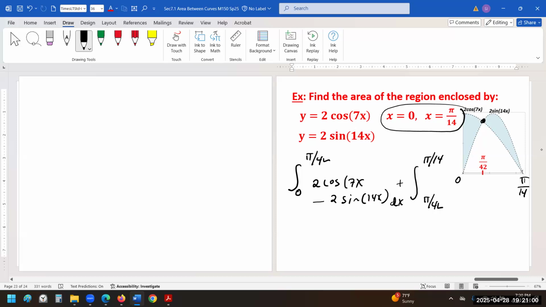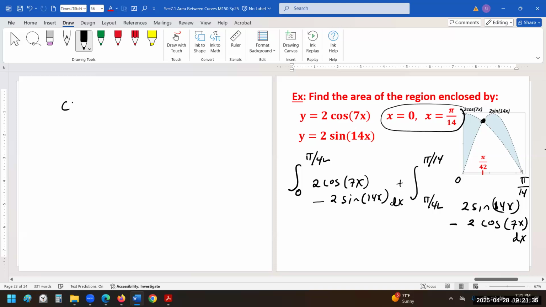In the second interval, the 2 sine is bigger, so 2 sine 14x minus 2 cosine 7x dx. Then you take the antiderivative of each one, and then you evaluate them. When you do the antiderivative, you have to use U substitution, or you use the shortcut method. The shortcut method is take the antiderivative of the trig, divide by the derivative of the angle.